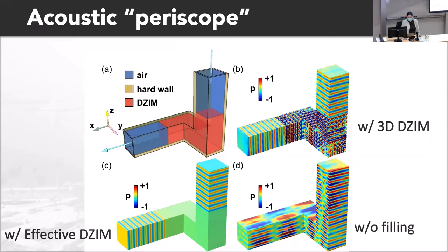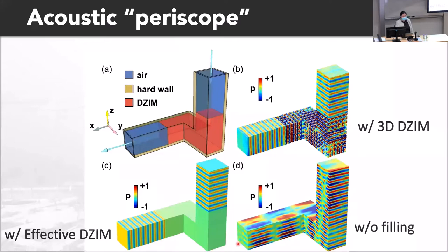And this one, there's no filling. So it's just this waveguide with corners. And of course, the incident wave comes from here, and you see strong reflections, and in the outgoing wave, you cannot tell the original wavefront anymore. Okay, so this is the numerical simulation that demonstrates the acoustic periscope.